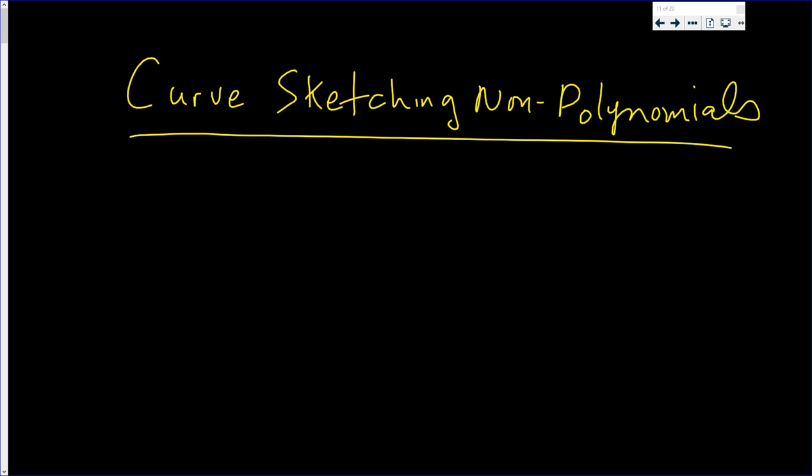In this video, we're going to talk about curve sketching non-polynomials. The first one we look at will be f of x equals 1 over x. Now, from pre-calculus, we should know what this one looks like. It goes like this. It goes like that. But let's use calculus this time.